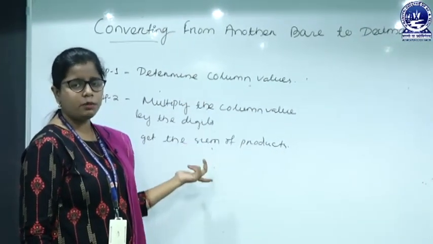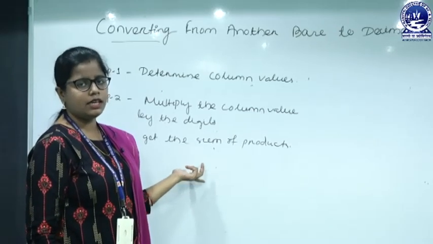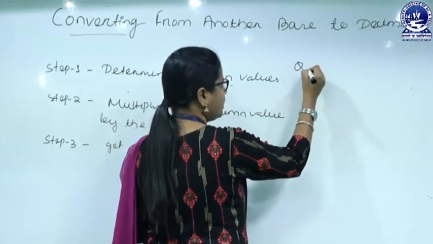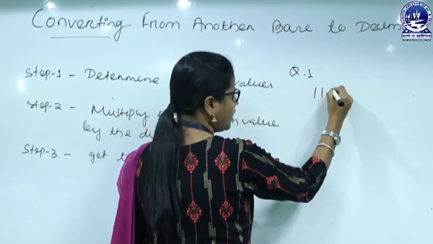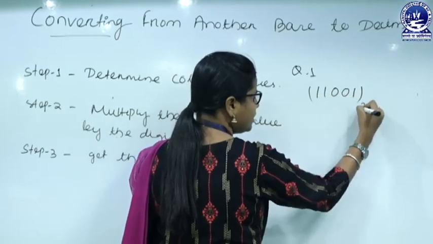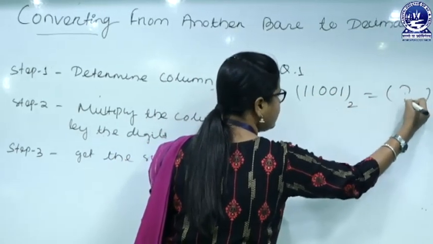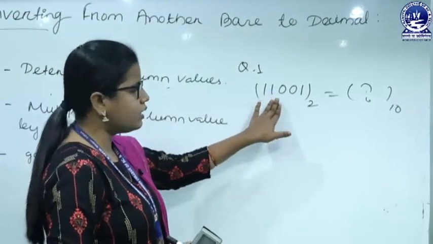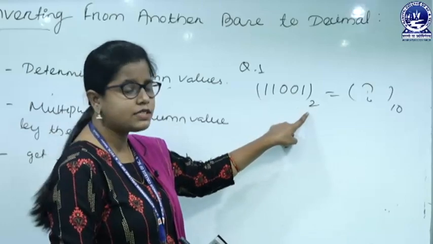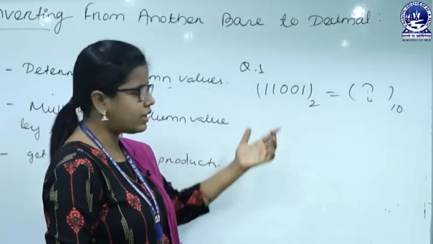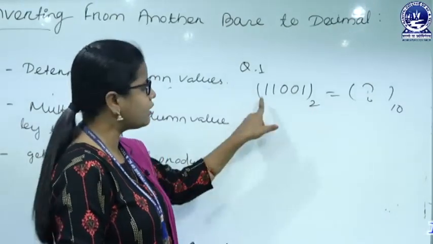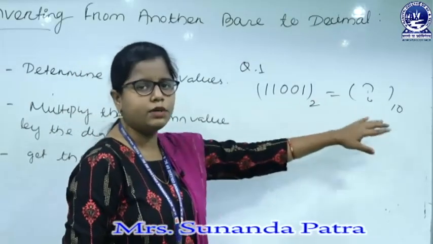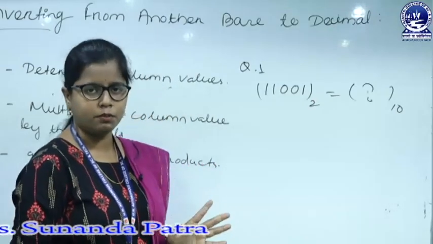So let's solve some problems, then you will clearly understand what these steps actually are. Suppose question 1 is to convert 11001 base 2 into the equivalent decimal number. You cannot read it as eleven thousand one, because here the base is 2. So we have to pronounce it digit by digit, 1 1 0 0 1. We have to convert this binary number into the equivalent decimal number.